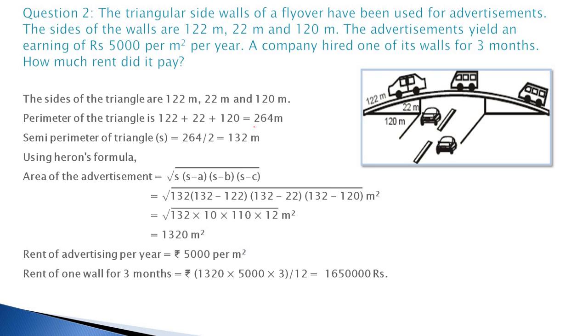Now we solve question number 2. The triangular side walls of a flyover have been used for advertisement. The sides of the walls are 122 meter, 22 meter and 120 meter. The advertisement earns 5,000 per meter square per year. A company hired one of its walls for 3 months. How much rent did it pay?